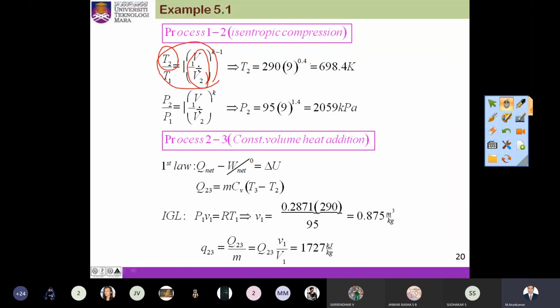Then again we have P2 by P1 equal to, in the form of these values, the comparison between temperature and volume. Here we can compare the pressure and volume. So if you compare, P2 by P1 will be equal to (V1 by V2) to the power K. So we have the other values, the V1 by V2 value and the K value. If you substitute, we can get the P2 value.